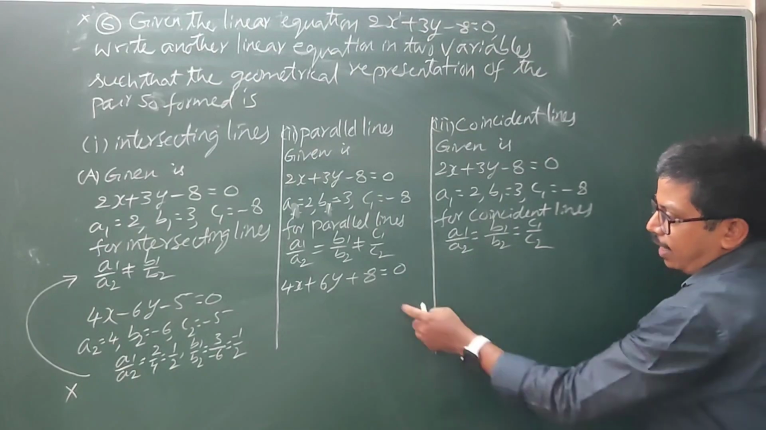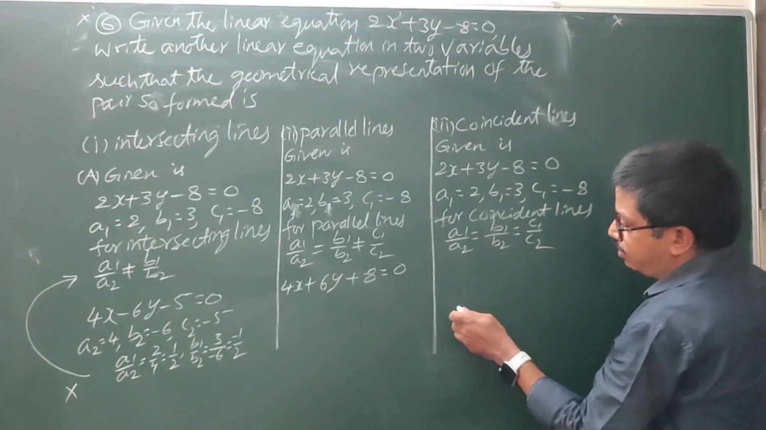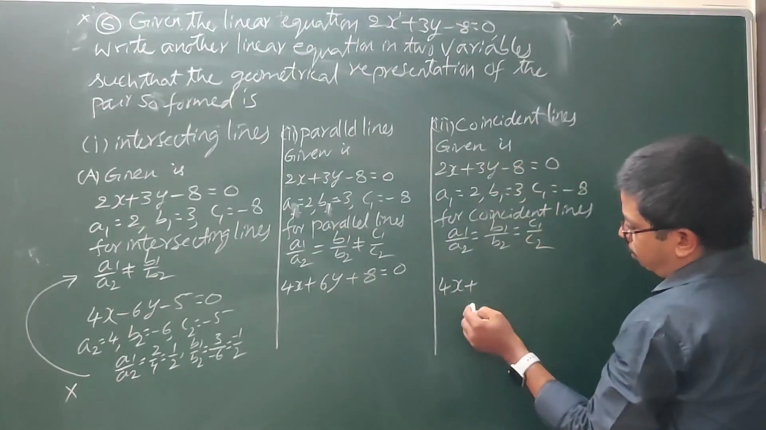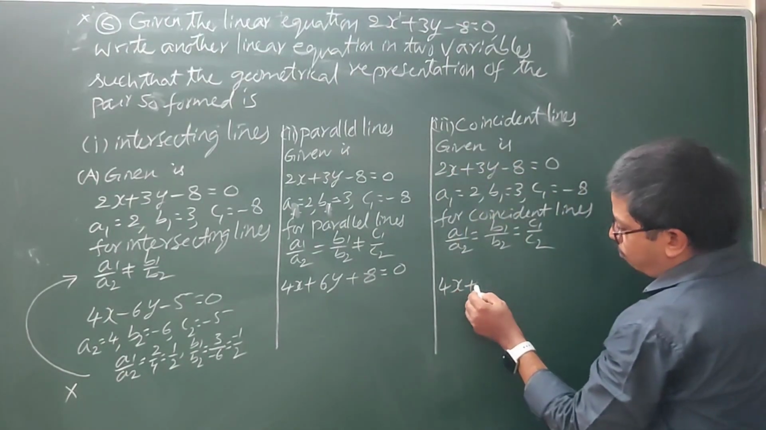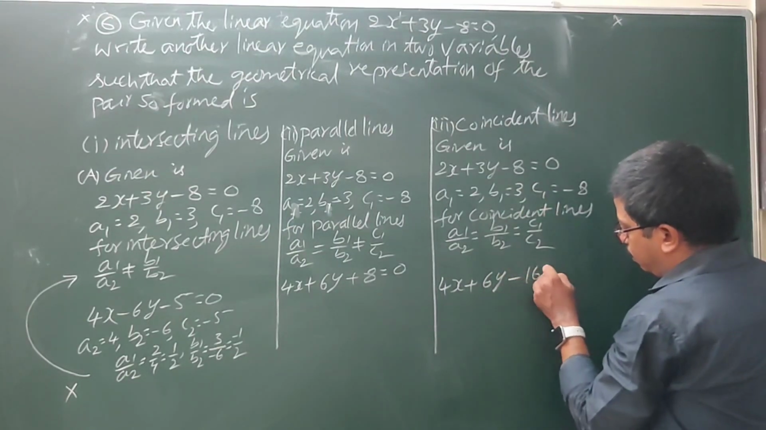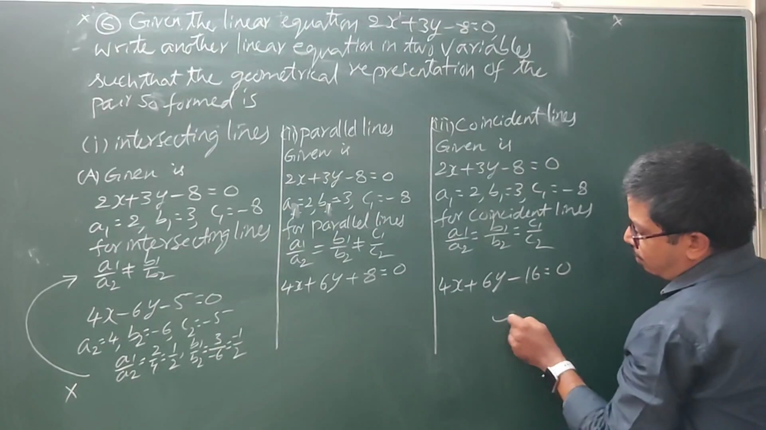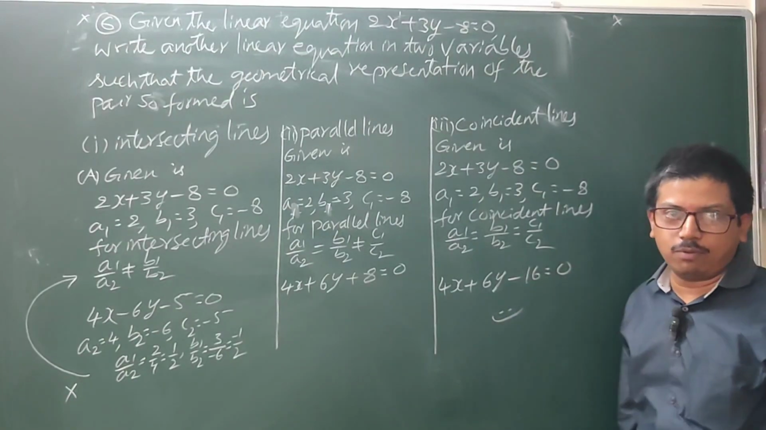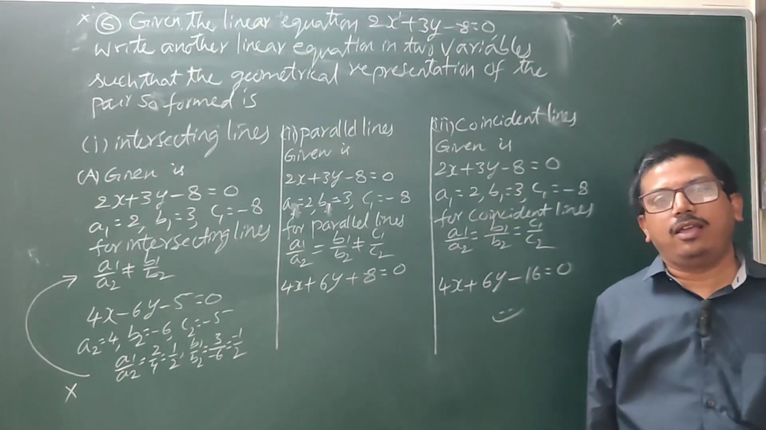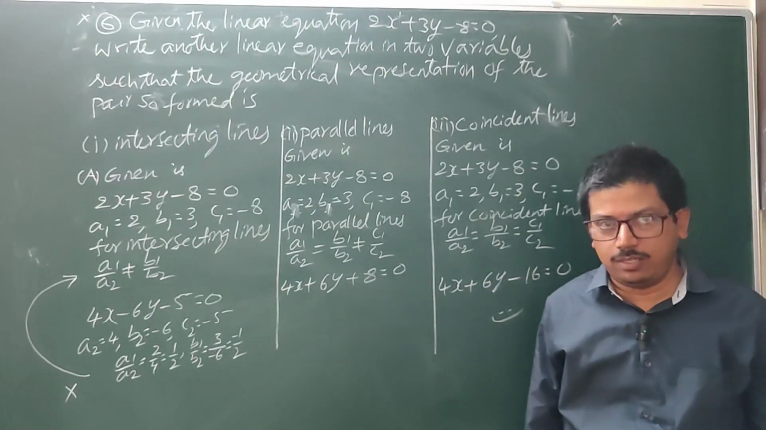So if I want to write like this only, see how I change this. 4x plus, I am multiplying everything with 2. 4x plus 6y minus 16 equal to 0 is the required one. Like this I have written examples, but satisfying these conditions, you can write equations of your own choice.